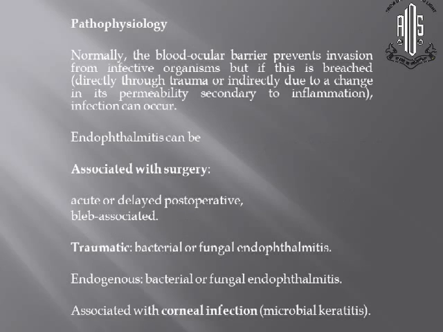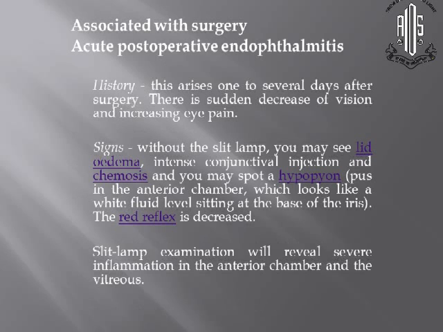Going into the pathophysiology, normally the blood-ocular barrier prevents invasion from infective organisms. But if this is breached, either directly through trauma or indirectly due to change in permeability secondary to inflammation, infection can occur. Endophthalmitis could be associated with surgery. It could be acute, delayed post-operative, or bleb-associated. It could be traumatic, which again could be bacterial or fungal. It could be endogenous, or it could be associated with corneal infection. Here we will restrict ourselves to post-operative endophthalmitis.